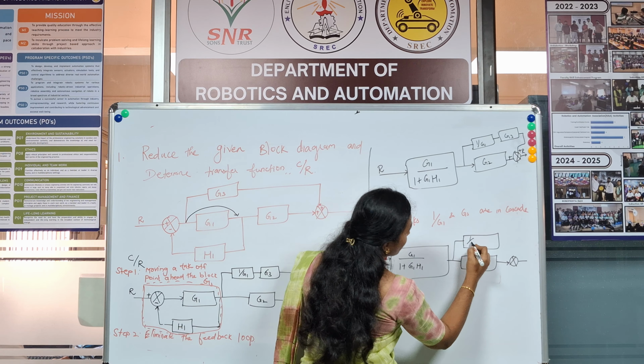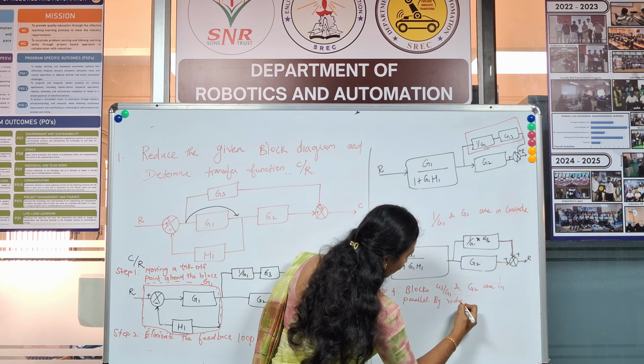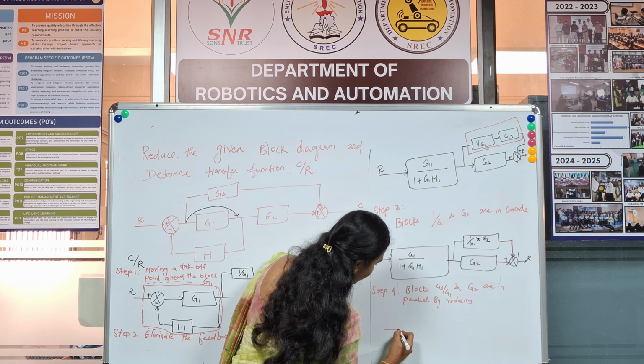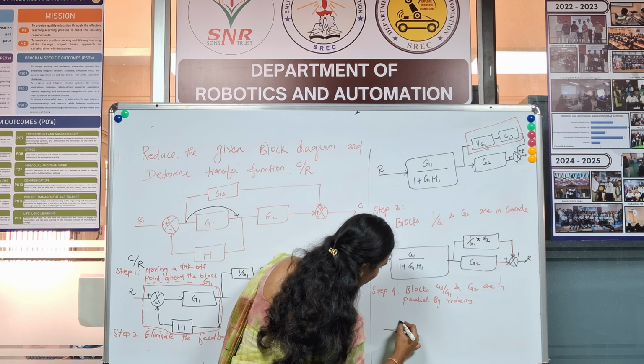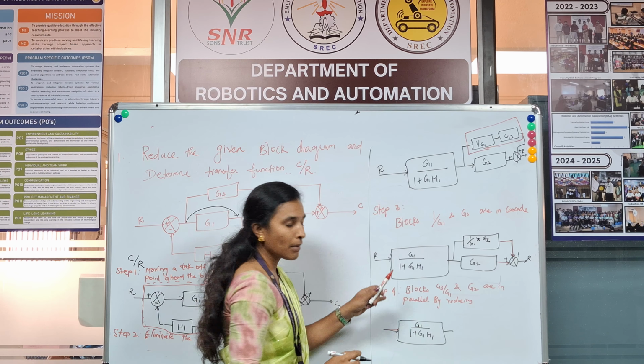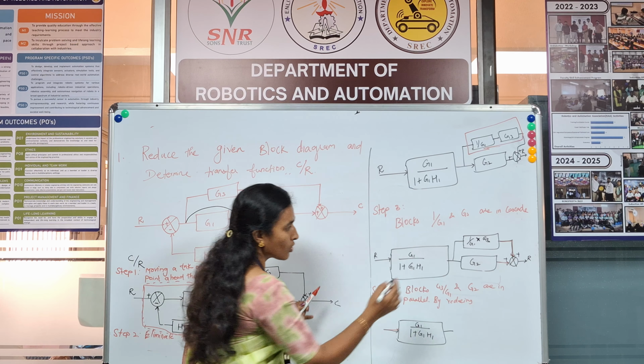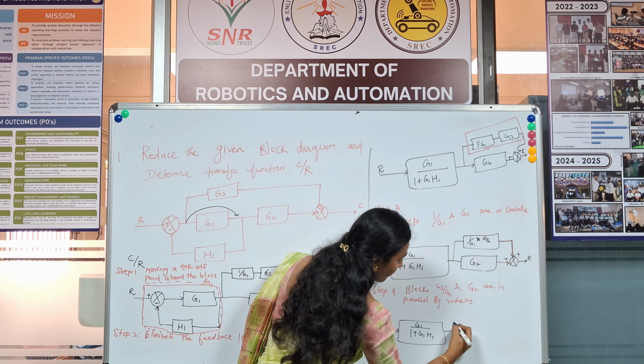So by reducing, what will you get? Your initial reduced block will be nothing but G1 divided by 1 plus G1 H1, right? When both the blocks are in parallel, you can sum up the values of both the blocks. So when you are summing up, what will you have?